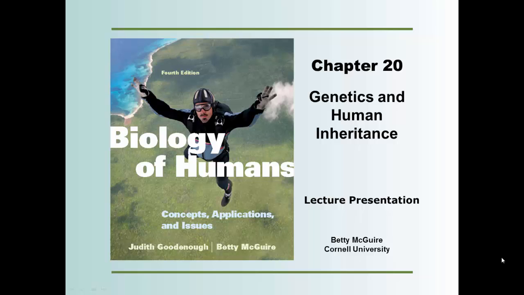Chapter 20 is the study of genetics and human inheritance. As humans, we are 99.9% alike in our DNA sequencing, but that 0.1% gives us our uniqueness and our individuality.